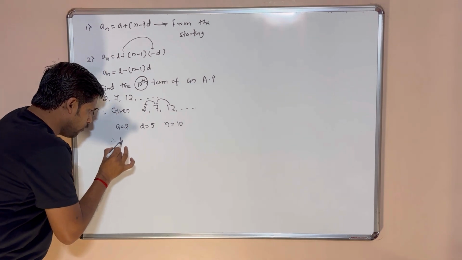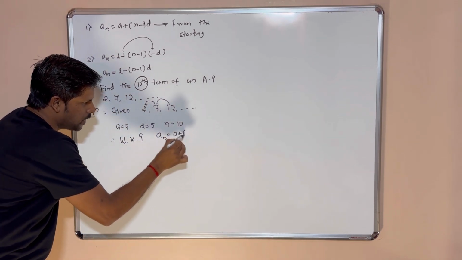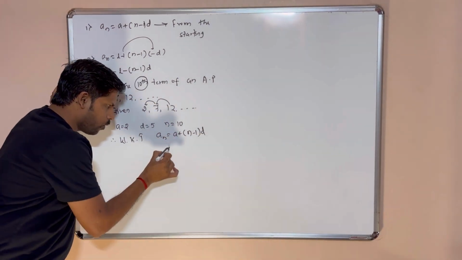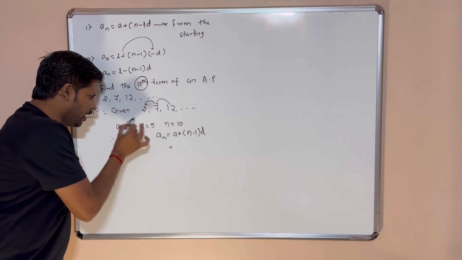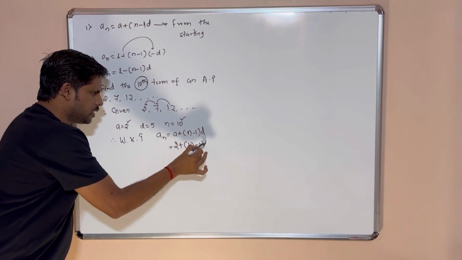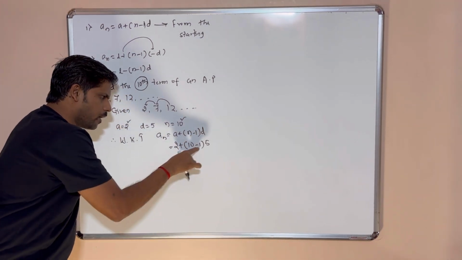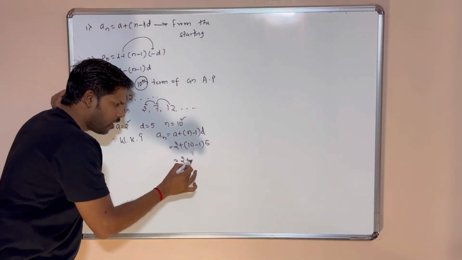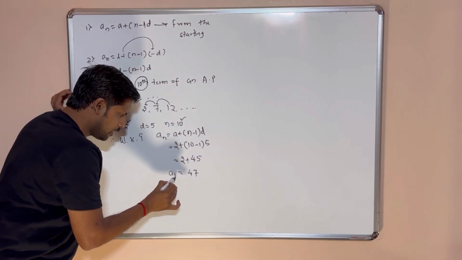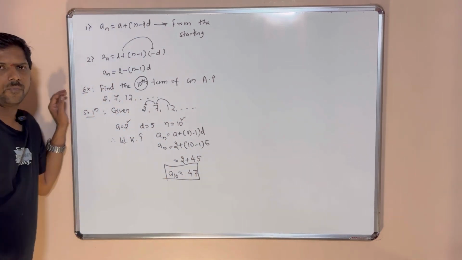So therefore we know that AN is equal to A plus N minus 1 into D. Now substitute the given. So here A is equal to 2, N is equal to 10, D is equal to 5. Now simplify this one. 2 plus 10 minus 1 is 9, 9 fives are 45. So 47 is the 10th term. Note it down.